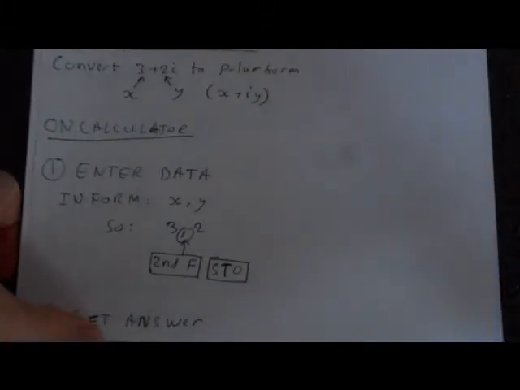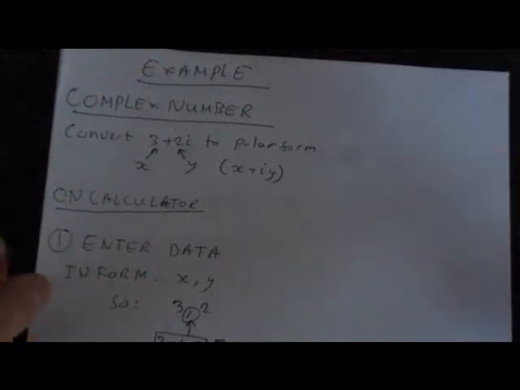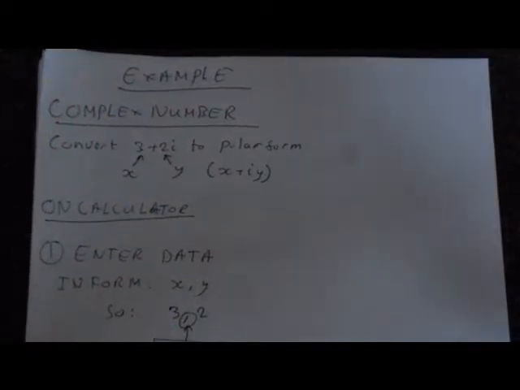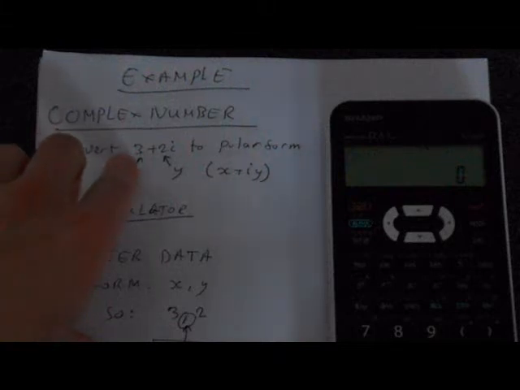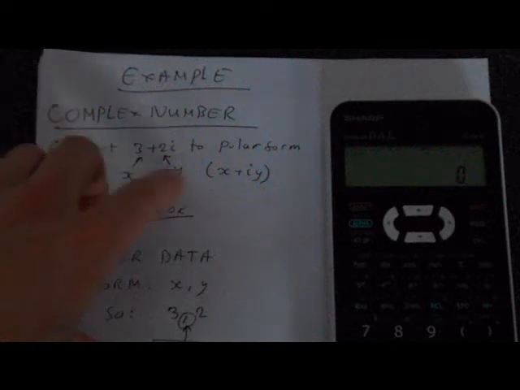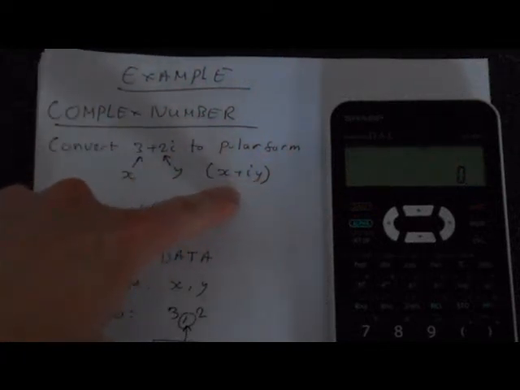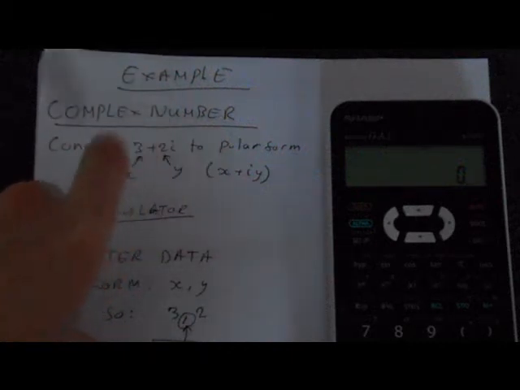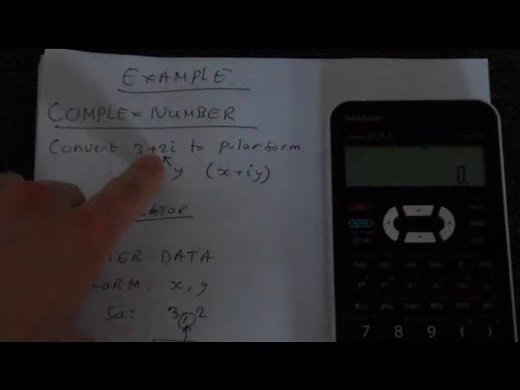So we'll look at an example, and for this one we'll work with complex numbers because that's probably the most common place where you will encounter rectangular and polar form complex numbers. We want to convert the complex number 3 plus 2i to polar form, and we write a complex number in the form x plus iy. So comparing this equation with that equation gives us x and y. Clearly x is going to be 3 and y is going to be 2.